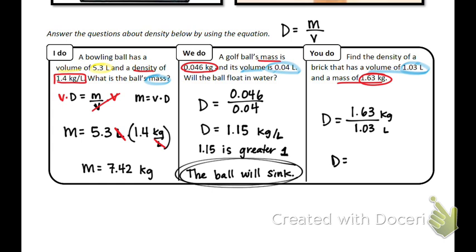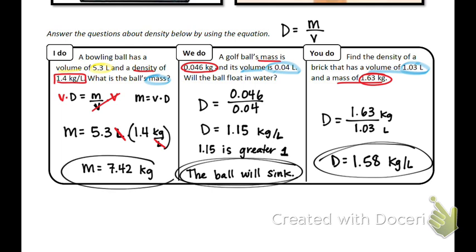Gotta fit in there at least once. 1.58. Okay. And then your unit. Kilograms per liter? Or kilogram per liter. Yeah, it is liter. Okay, cool. You're good. All right. Are you okay with those?